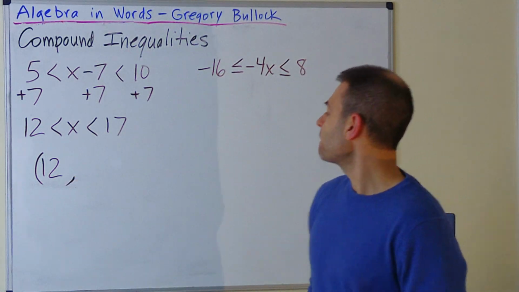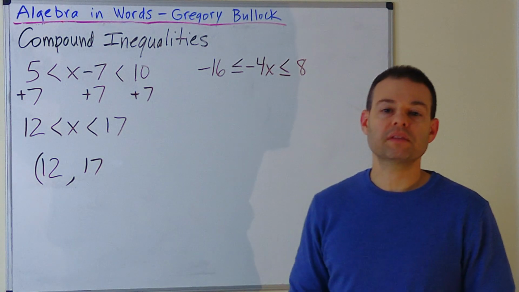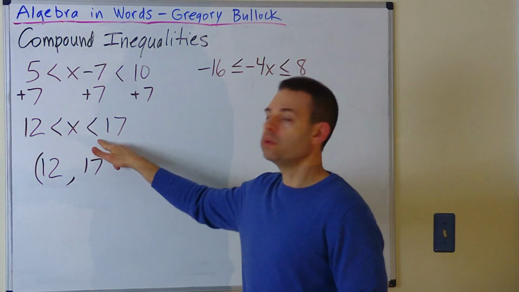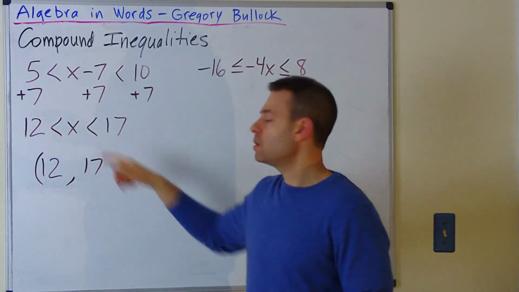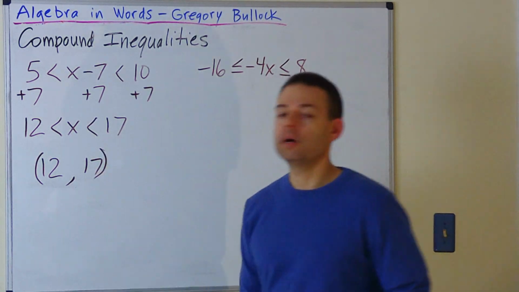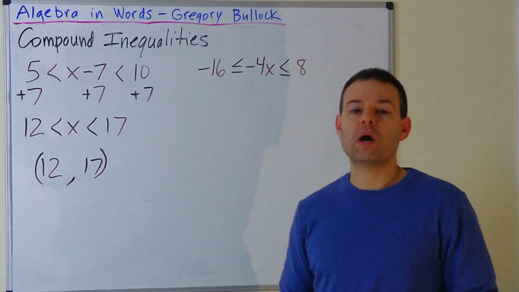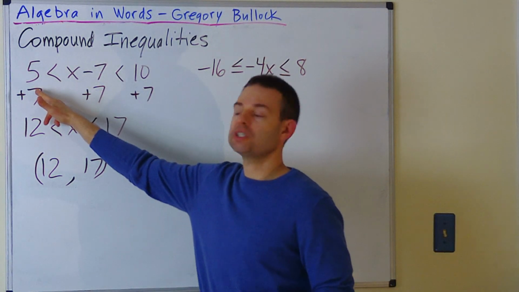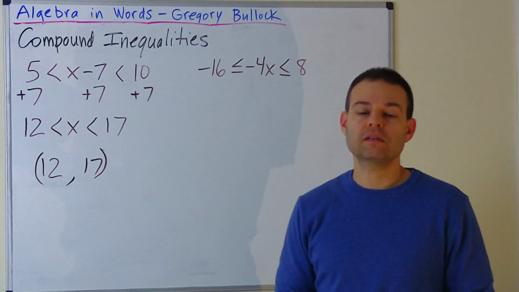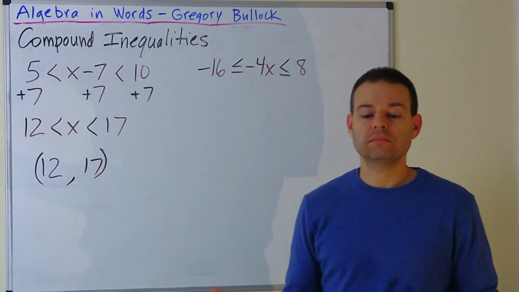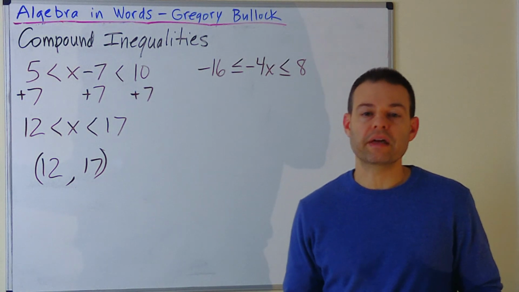Comma, and now the 17. Again, is it going to be a parenthesis or a bracket? We look to its related inequality symbol, and it's not inclusive, so that tells us a parenthesis. So to summarize, a three-part inequality has a left portion, a middle portion, and a right portion. You can think of it as a consolidated statement of two simple inequalities put together in proper form.